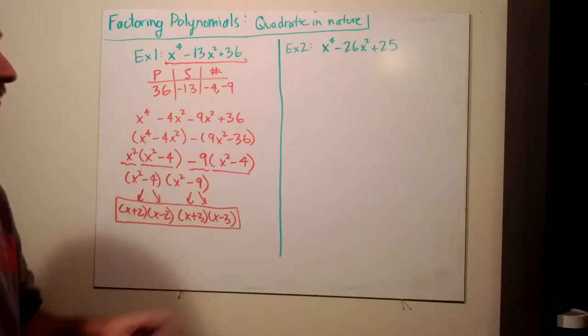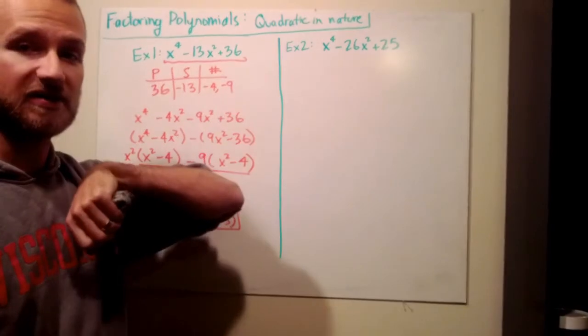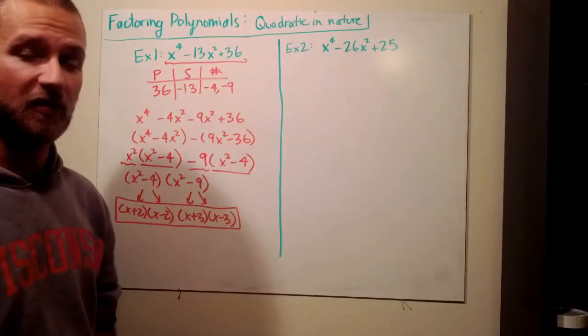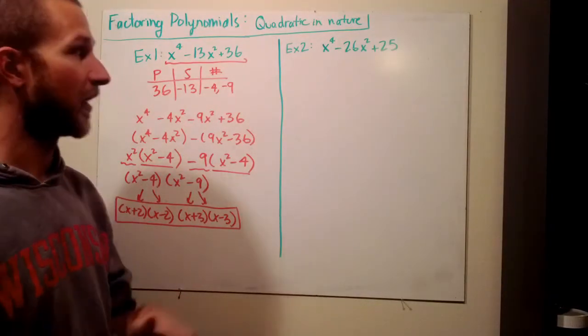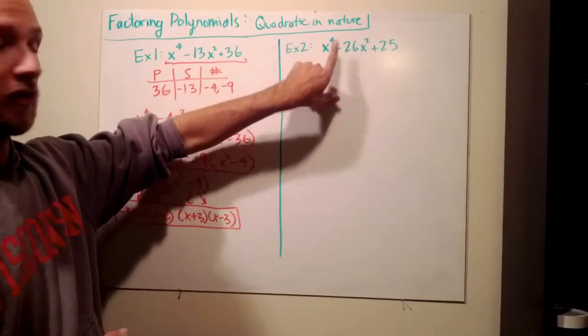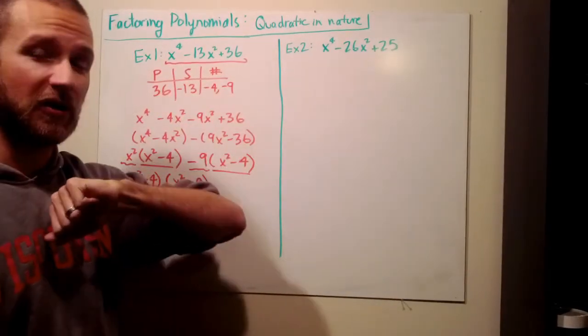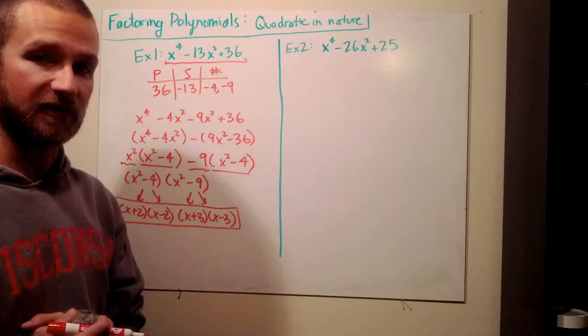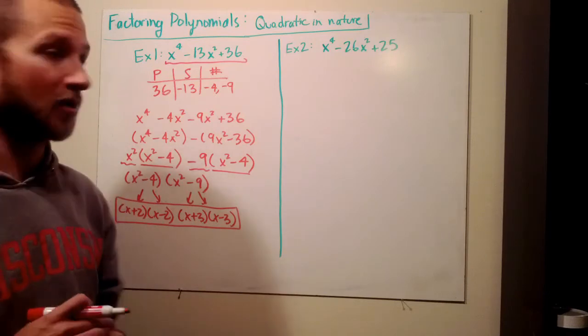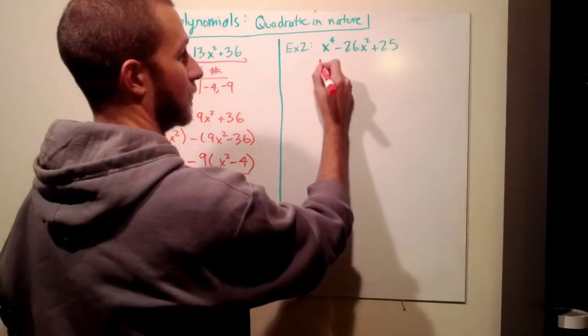Let's try example 2 here. X to the 4th minus 26x squared plus 25. Again, that's a trinomial, I look at the exponents and I have a 2 and a 4, so one is double the other. And this tells me that I may be able to factor this like quadratic in form. So product sum table.